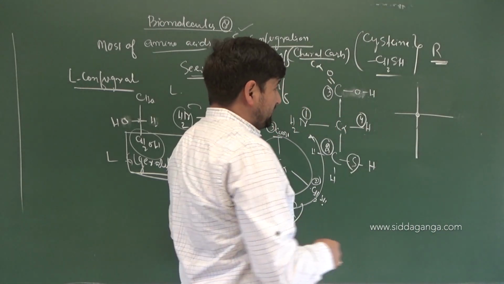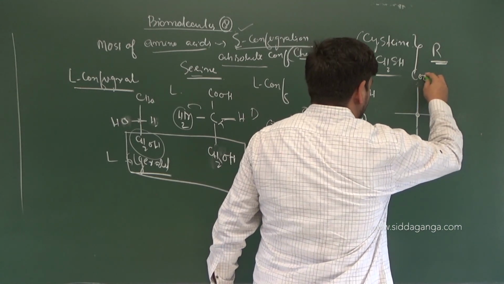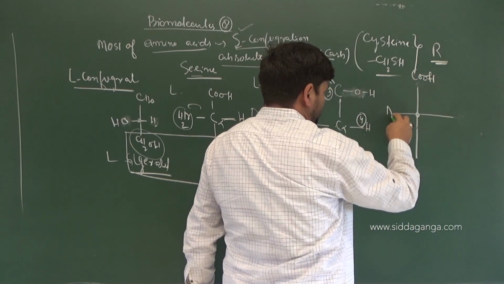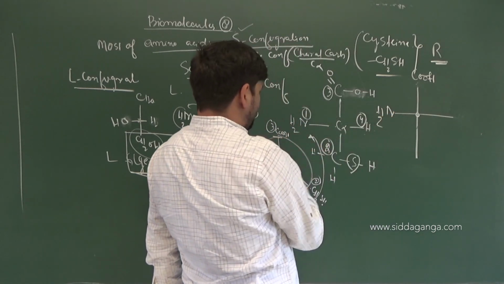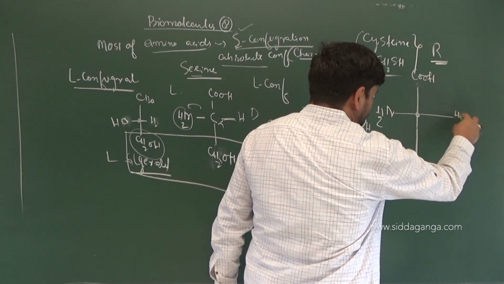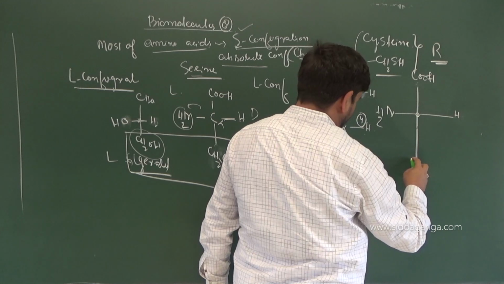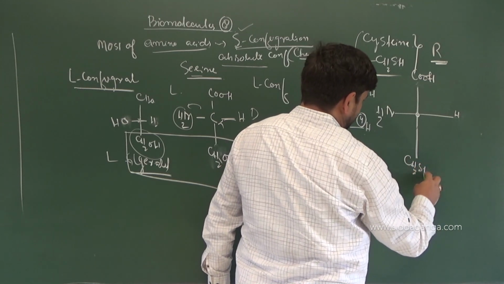Let us do some rotations here, children. Which one is it? Carboxylic acid. So this is on the top, nothing to worry about. NH2 is on the left, nothing to worry about. Now you have hydrogen here, and you have which group here? Side chain in the form of CH2SH.